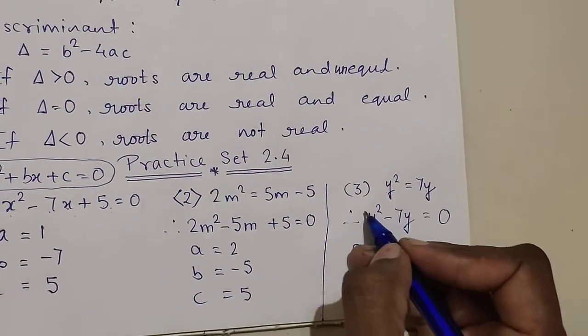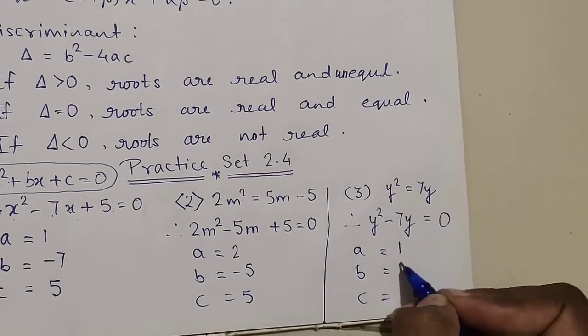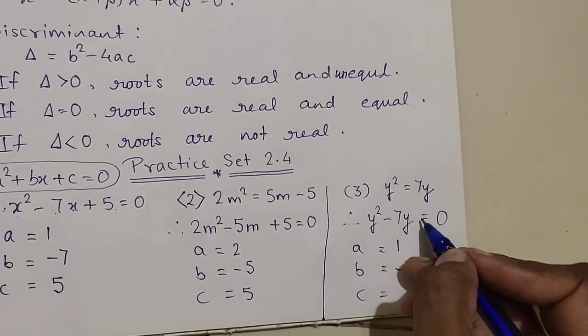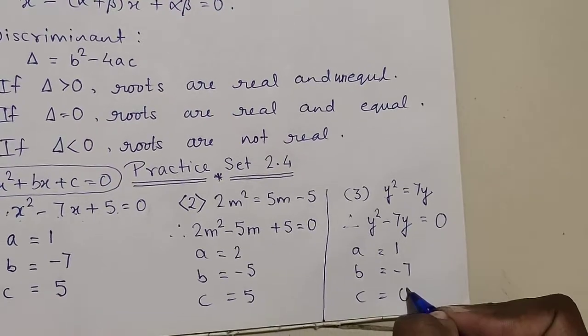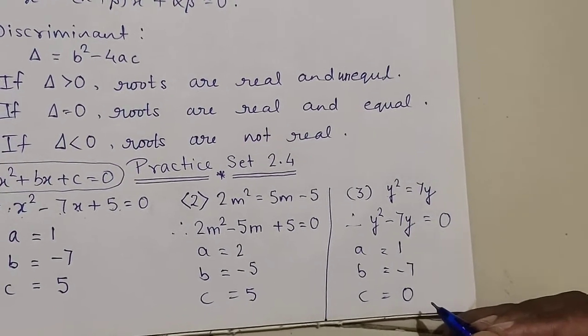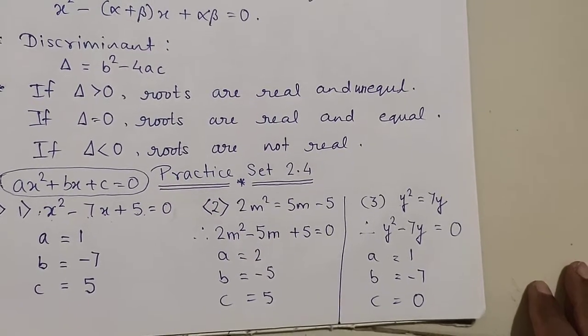What is a? Coefficient of y square, 1. What is b? Coefficient of y, -7. And here the third term is missing, that is the constant term. So that will be 0 because it is not present here. If it is not present, that means you are going to write 0 there.